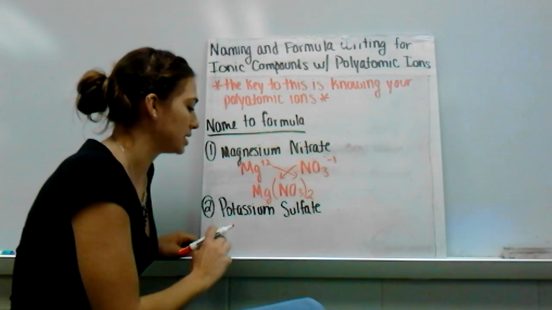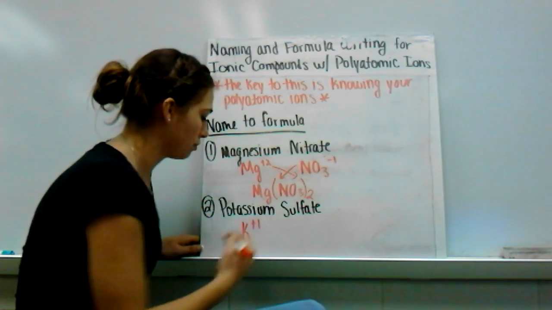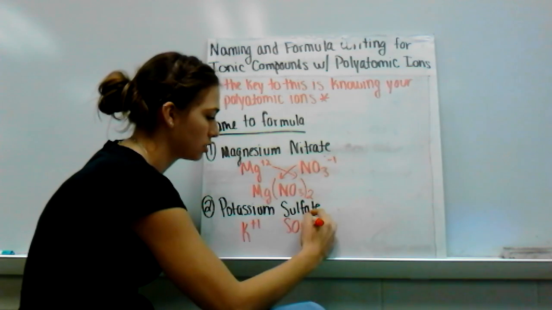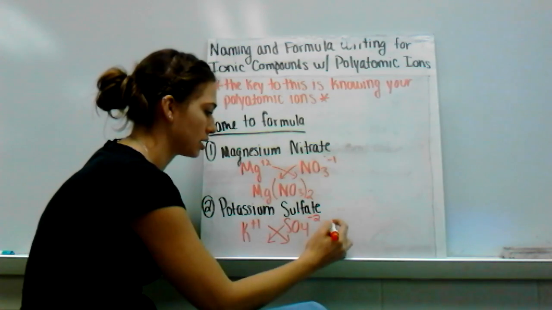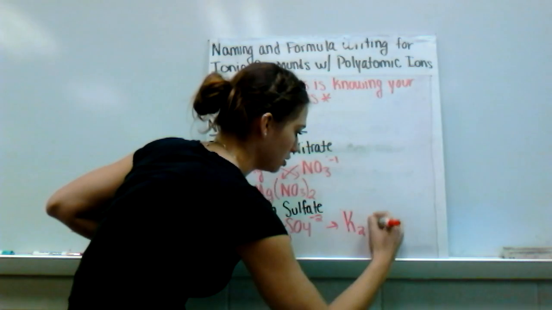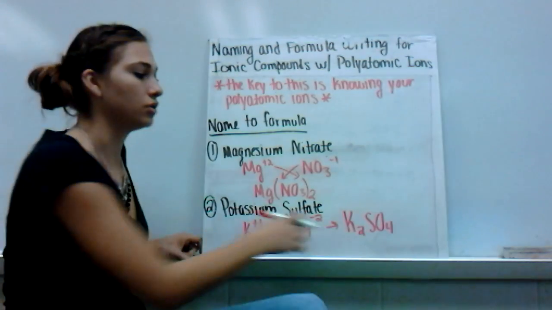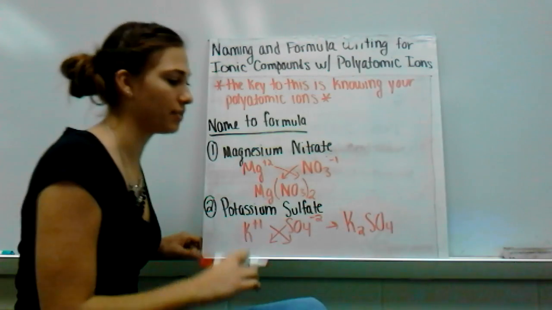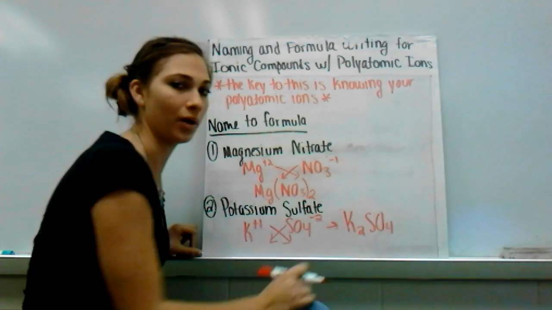All right, let's go to potassium sulfate. We have K plus 1. Sulfate is SO4 minus 2. We're going to crisscross our charges, and that's going to become K2SO4. Notice how we don't need parentheses here because we only have a 1 subscript. You don't need to put a 1 subscript on anything. So you have K2SO4.